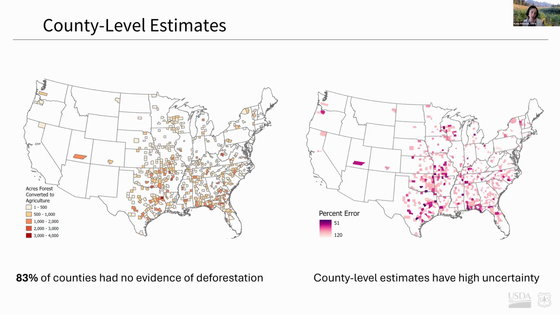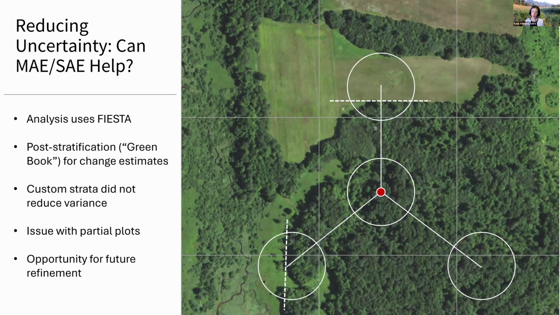So the other thing we can take a look at is the uncertainty associated with those county level estimates. And I think that's useful to look at in map format because you can see here the darker colors are lower percent error. So those are counties where we might have more confidence in the results. But the percent error overall is pretty high. The lower end of that scale is starting at 51%. So obviously it would be awesome if we could reduce this uncertainty.